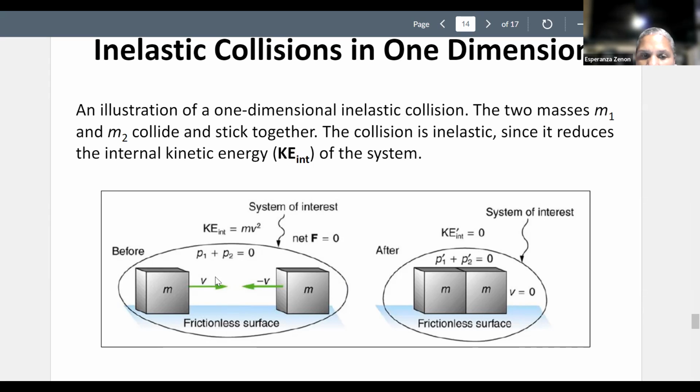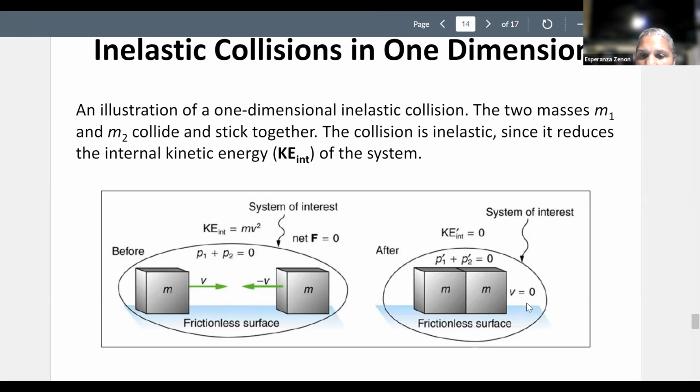So before the collision, they're both moving, they hit each other, stick together, and they move together. In this case, they stick together and they stop. But in some instances, you will see that the objects will stick together and move together, okay? So for an inelastic collision, the momentum is conserved, kinetic energy is not conserved, because you can see here in the picture, the kinetic energy before the collision was mv squared. The kinetic energy after the collision is 0 because they're not moving, okay?